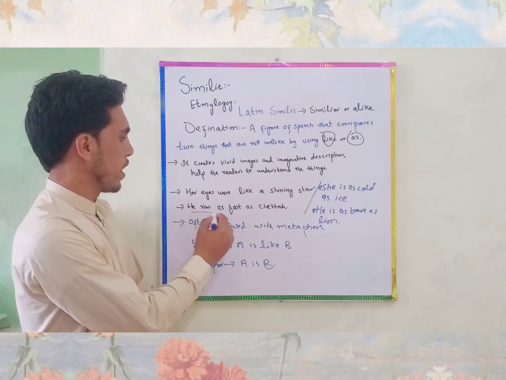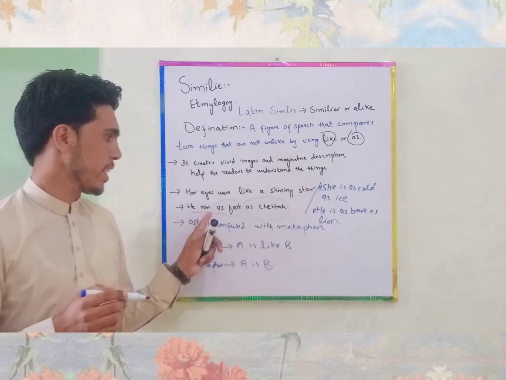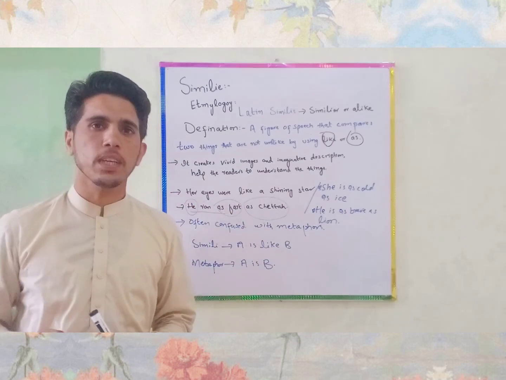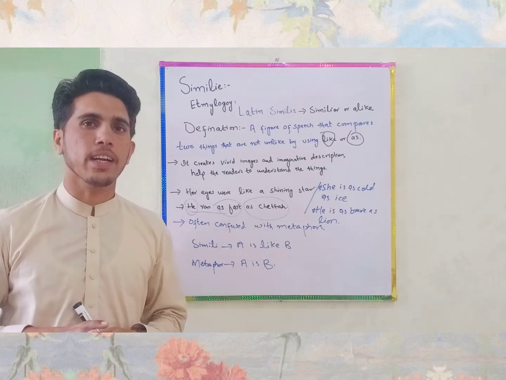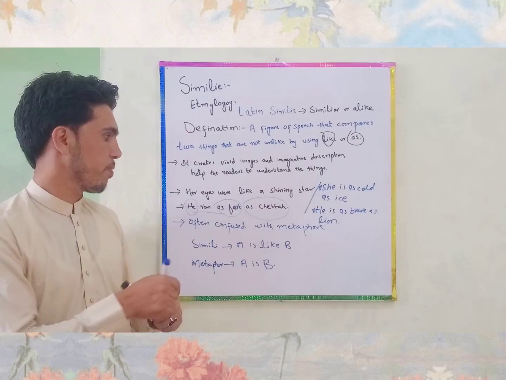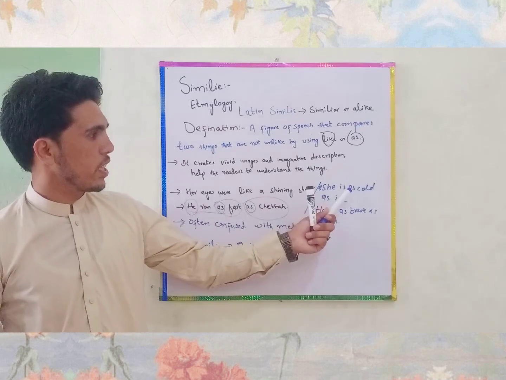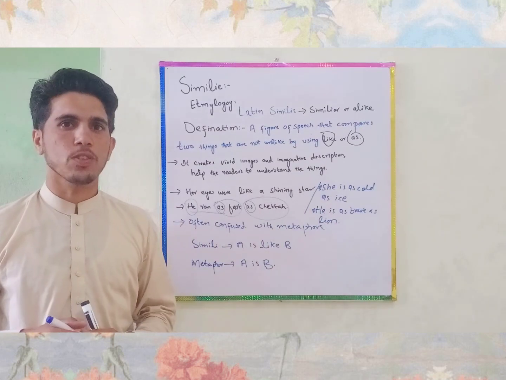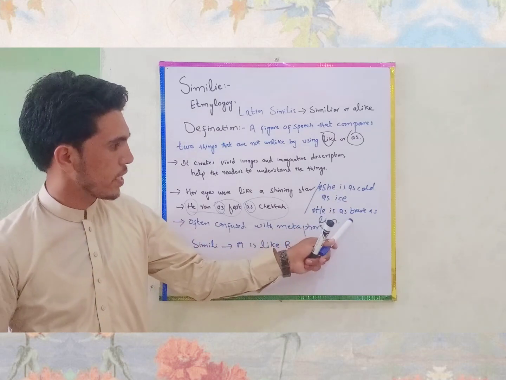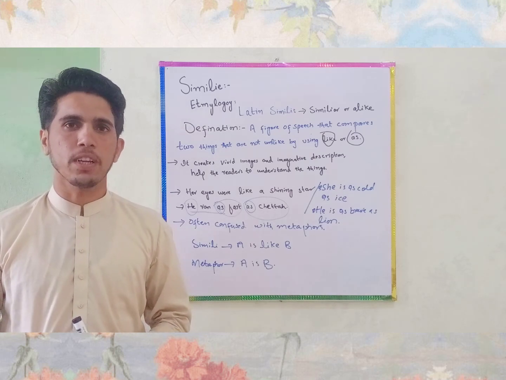The second example is: he ran as fast as a cheetah. So his running is compared with the running of a cheetah. Here he represents human beings. How can a human being run as fast as a cheetah? But it is being exaggerated with the help of the simile, as fast as a cheetah. Another: she is as cold as ice. Here her coldness is being compared with the coldness of ice. He is as brave as a lion. So his bravery is being compared with the bravery of a lion.